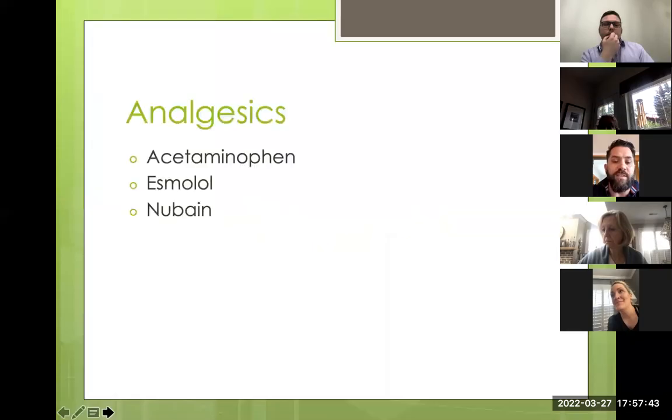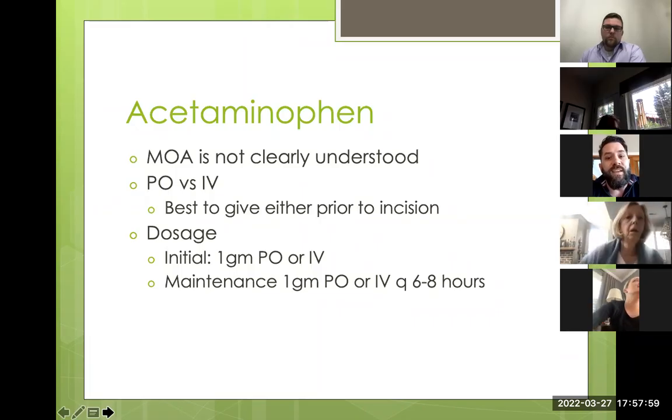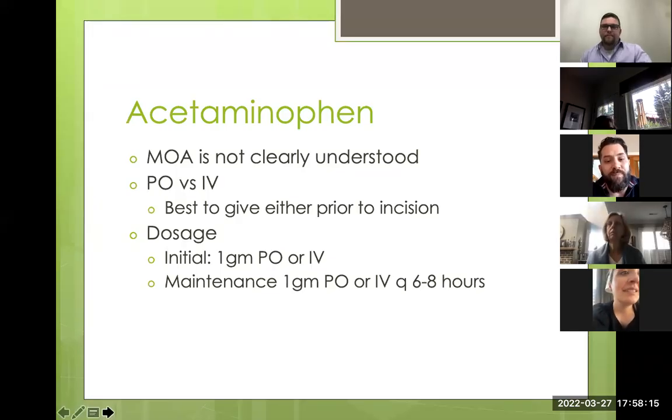So your different analgesics are going to be acetaminophen, esmolol, and Nubain. Acetaminophen's mechanism of action used to not be clearly understood. This is an old slide. It actually works on the CB1, cannabinoid type 1 receptor. Its metabolite AM404 activates a cannabinoid receptor. So for our whole life, pretty much all of us have been taking a cannabinoid medication for pain management.